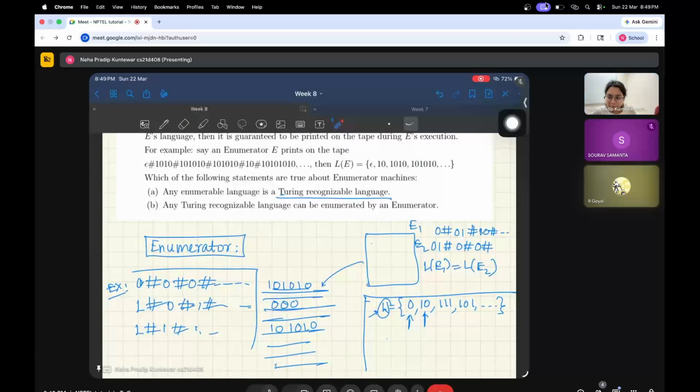So one direction should be easy. Given a Turing machine, you should be able to... Actually, both directions are very similar.